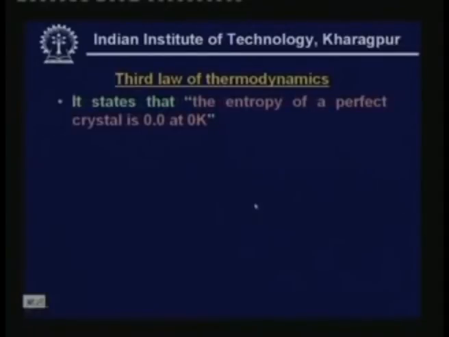Now let me quickly define the third law of thermodynamics. The third law of thermodynamics states that the entropy of a perfect crystal is 0 at 0 degree Kelvin. That means at absolute 0 temperature, a perfect crystal will have 0 entropy. This actually brings out another aspect of the second law of thermodynamics, namely that of order and disorder. You might have read in thermodynamics that entropy is also a measure of disorder. A highly disordered system will have higher entropy compared to a highly ordered system.